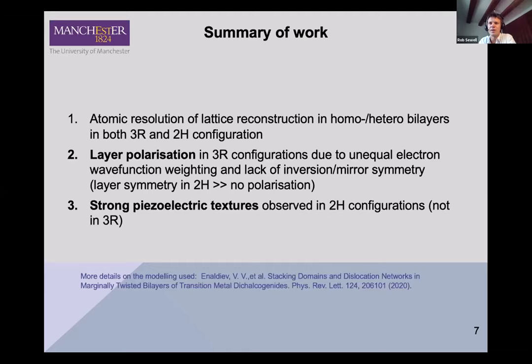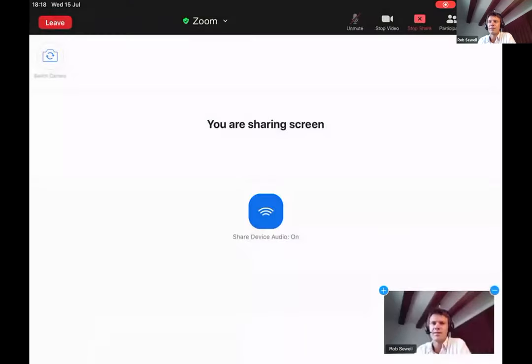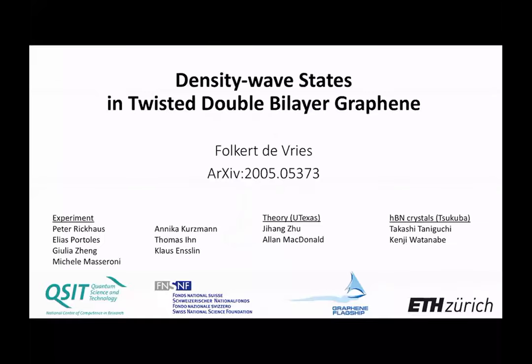Does anyone else have a question from the floor? You may just unmute yourself and ask a question. One last question. No more questions from the floor? In that case, may I thank again Astrid for her presentation and invite our next speaker to come forward. So Astrid, if you could stop sharing your screen. Our next speaker is Volker De Vries from the Laboratory of Solid State Physics, ETH Zurich. Volker, if you could share your screen. Yes, I'm good, sharing. We can see your screen now. Fantastic. The floor is all yours for your talk.